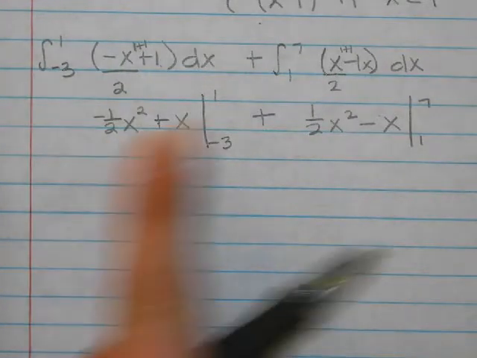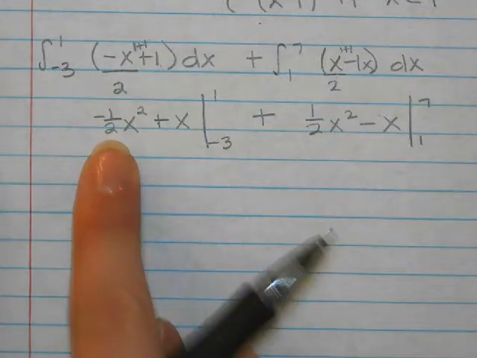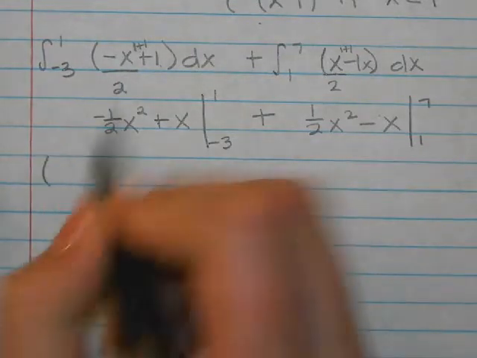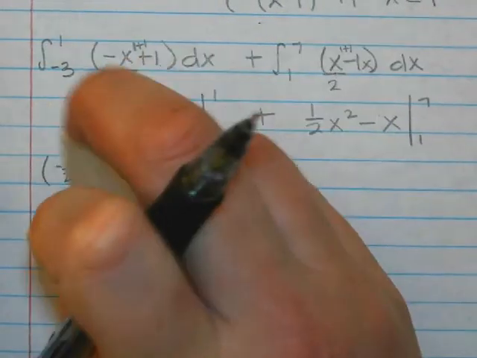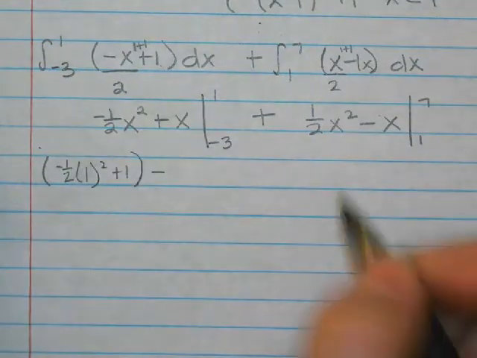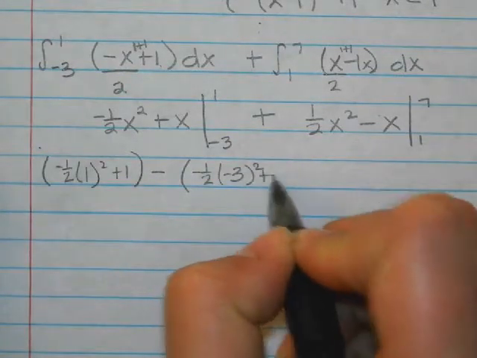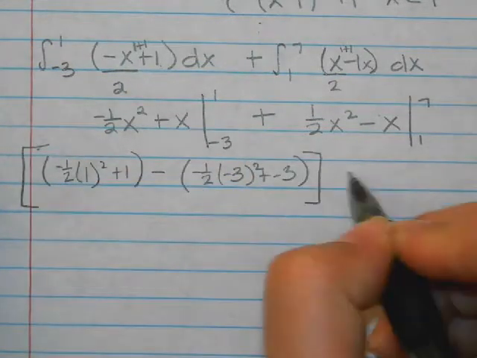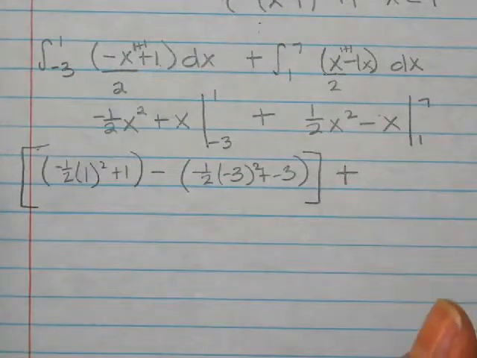How do we evaluate this from -3 to 1? Plug in 1, right? And then plug in -3 and you subtract those results. So plugging in 1, I've got -1/2 times 1 squared plus 1, and from that I'm going to subtract off -1/2 times -3 squared plus -3, and whatever that is, I'm going to get that result, and I'm going to add to it the result from this one over here by doing the exact same thing.